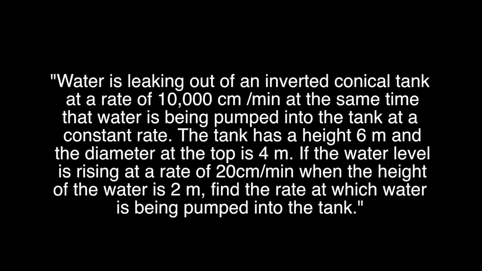Water is leaking out of an inverted conical tank at a rate of 10,000 centimeters cubed per minute at the same time that water is being pumped into the tank at a constant rate. The tank has height 6 meters and the diameter at the top is 4 meters. If the water level is rising at a rate of 20 centimeters per minute, when the height of the water is 2 meters, find the rate at which water is being pumped into the tank.